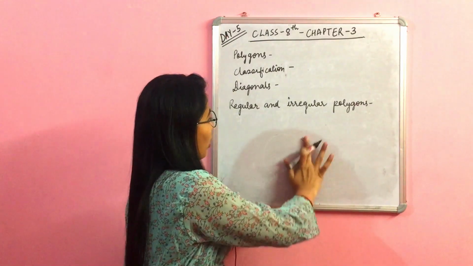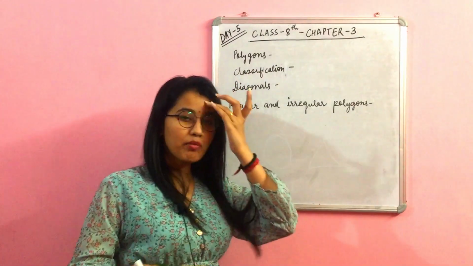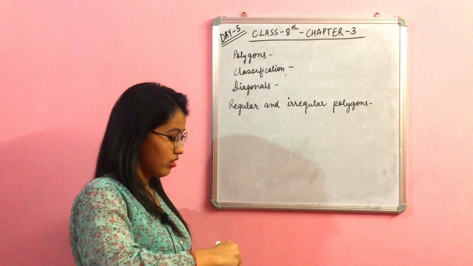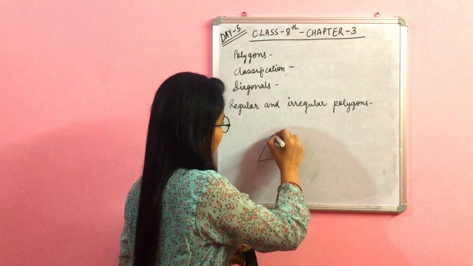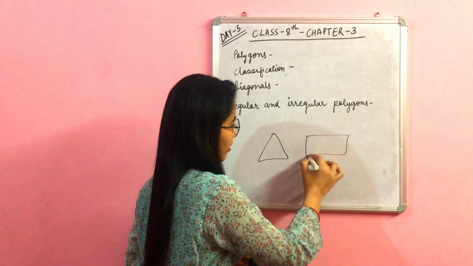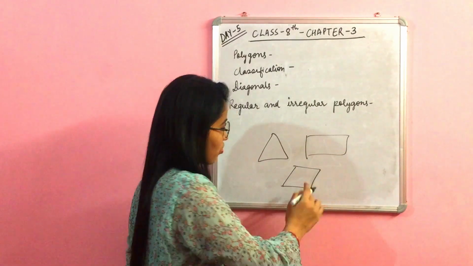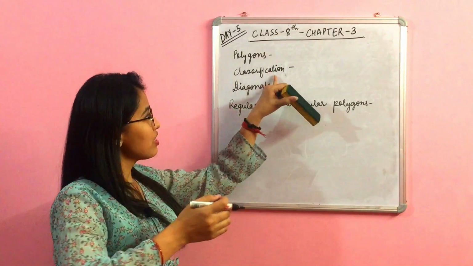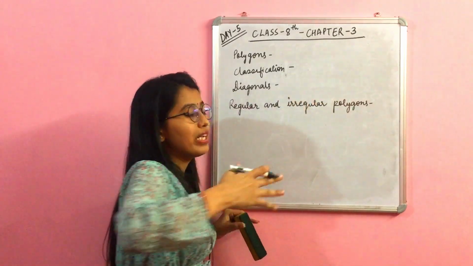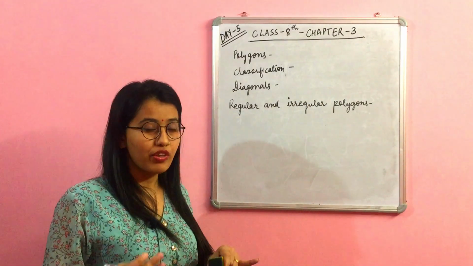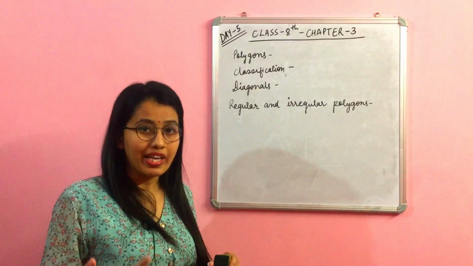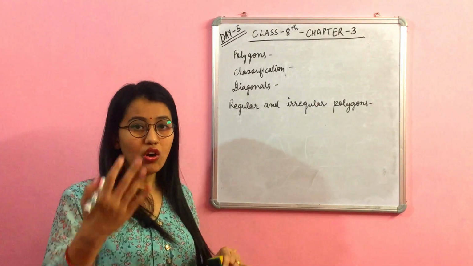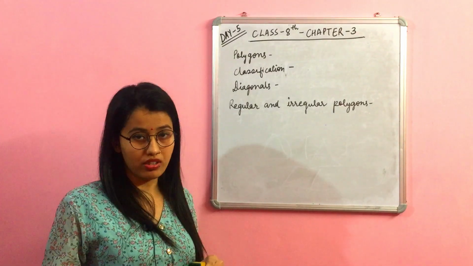Now what do you mean by polygons? Polygons are made up of line segments. For example, like this. So these all are simple polygons. There are so many classifications of polygons. For example, we can say triangle, square, rectangle, rhombus, these all are classifications of polygons.